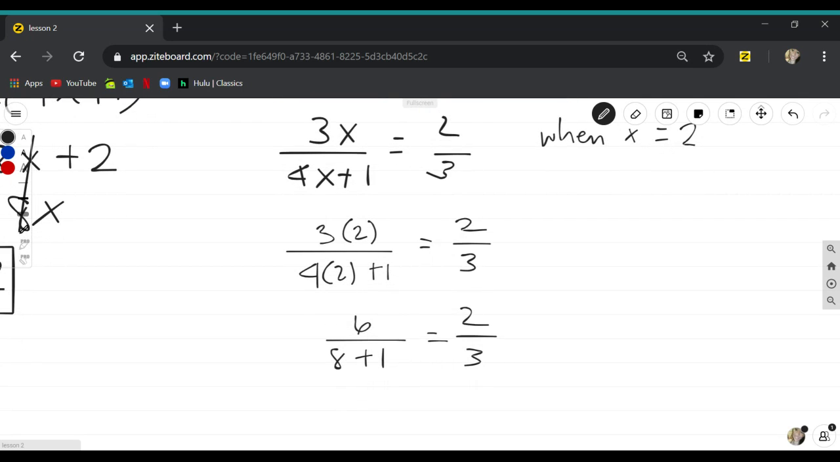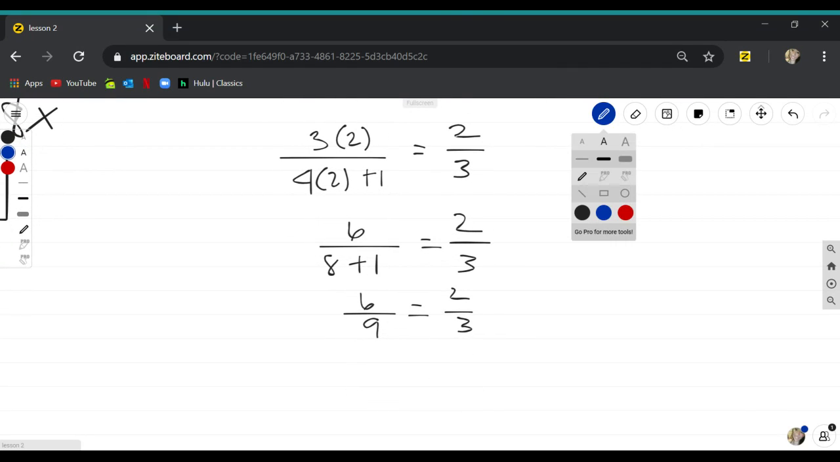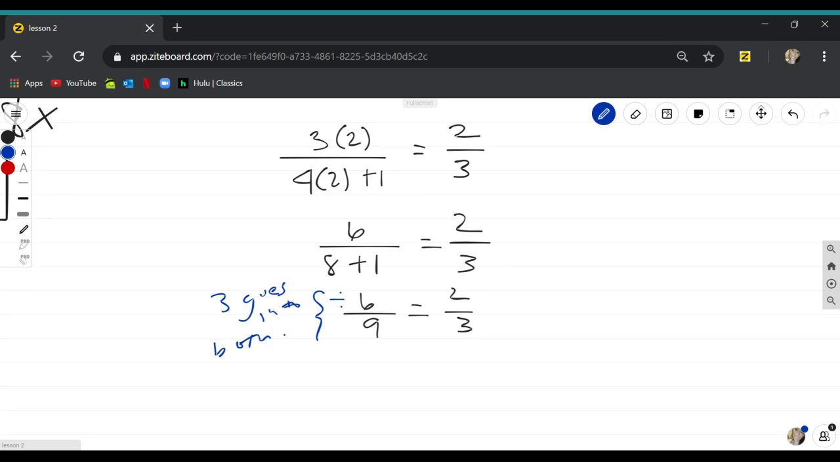So now we're just going to simplify this. So we have 6 over 9 is equal to 2/3. If we reduce this, doing the same thing, I can divide or take out a 3, because 3 goes into both of these. So 6 divided by 3 is 2, and 9 divided by 3 is 3. Those are correct.